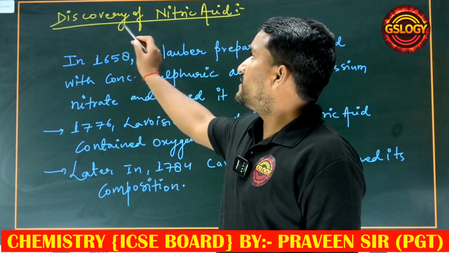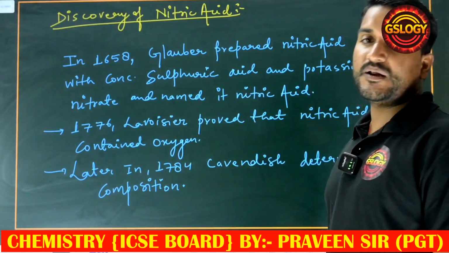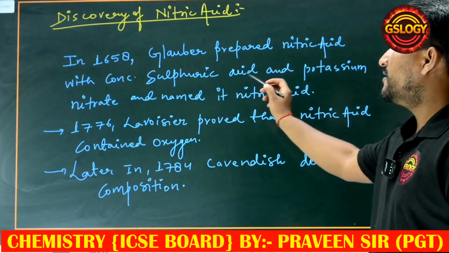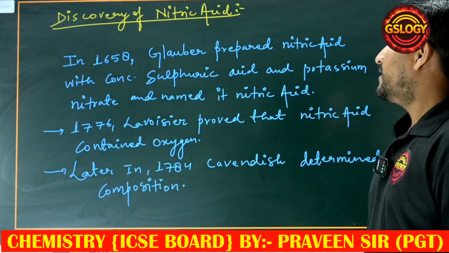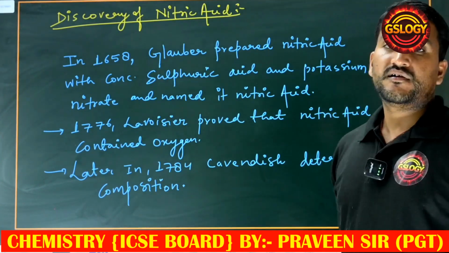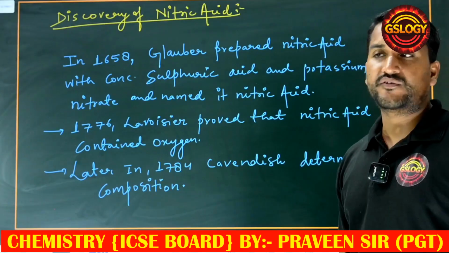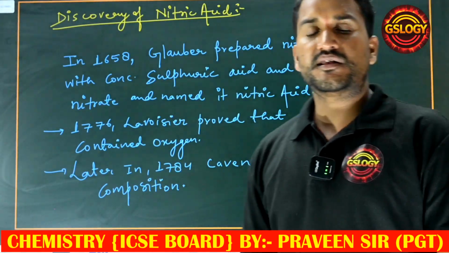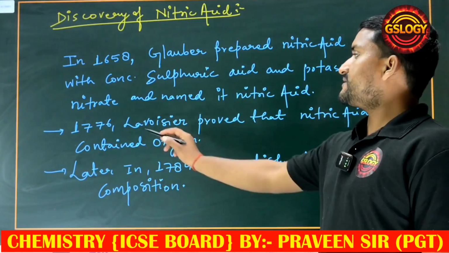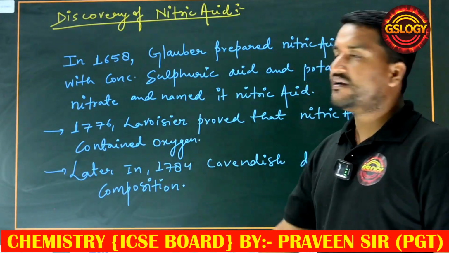The next point is the discovery of nitric acid. In 1658, Glauber prepared nitric acid with concentrated sulfuric acid and potassium nitrate, and named it nitric acid. Who prepared nitric acid? Firstly, Glauber. Glauber prepared nitric acid with sulfuric acid and potassium nitrate. In which year? 1658.